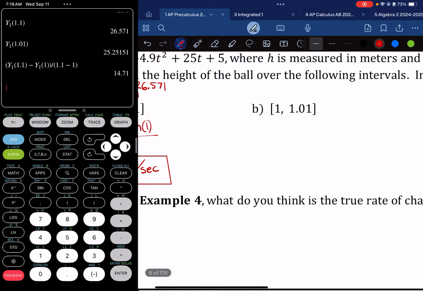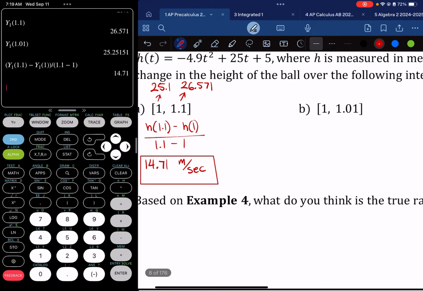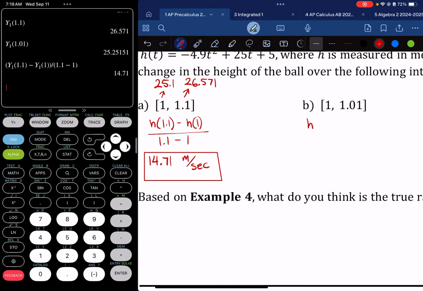And then I'm going to do the same thing again. So I'm going to write out the formula, but the way that you do it on the calculator is much faster. So now I'm going to do h of 1.01 minus h of 1 all over 1.01 minus 1. Again, it's essentially the same formula. I'm just swapping out the 1.1s for the 1.01s. So how do you do this on the calculator?